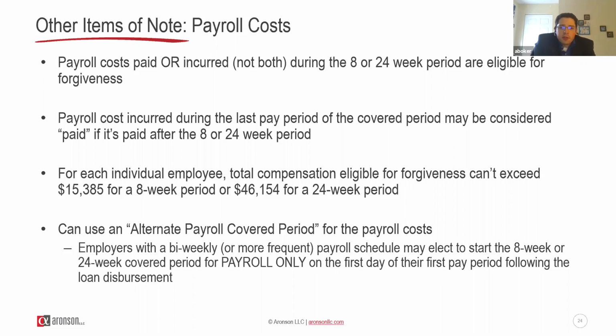Same as last time, you still have what's known as the alternate payroll cover period, where effectively, if you're on a bi-weekly or more frequent payroll schedule, you can start the 8 or 24-week timer for payroll only on the first day of the first pay period following the loan disbursement. So as an example, if you get your PPP loan on April 15th, and then a couple days later you turn around and pay payroll, you can start the payroll timer, say April 18th or April 19th, as an example. And again, only for payroll.